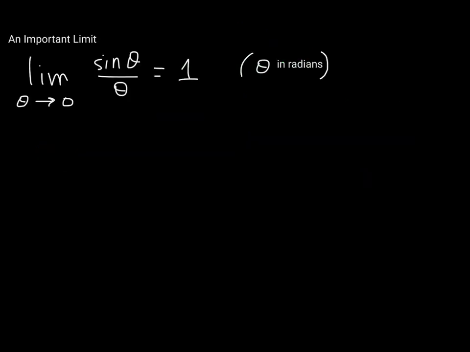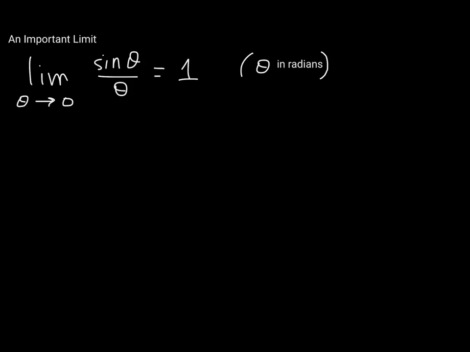All right, here's an important limit that we're going to use a lot, and it's the limit of sine of theta over theta as theta approaches 0 is equal to 1. And here theta is in radians. Let's see if we can prove this.